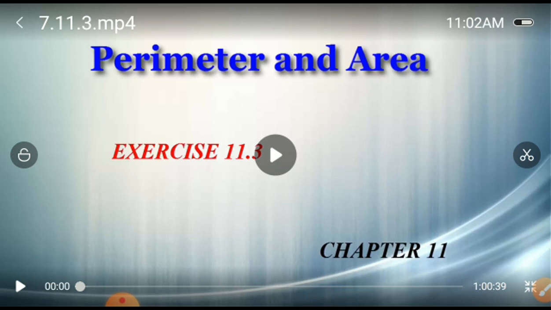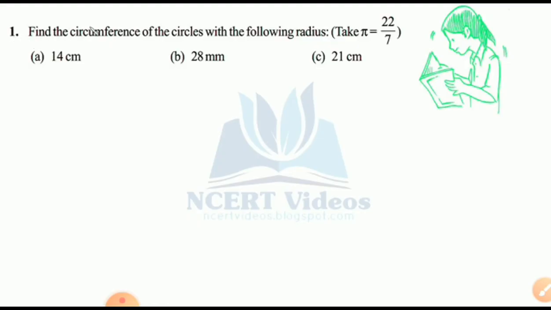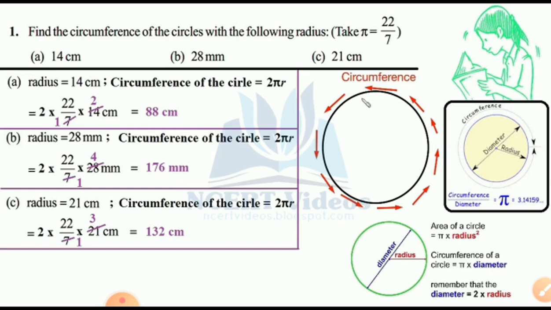Students, ready with your stationery? Here is your question number 1 of exercise 11.3, standard 7 mathematics. Find the circumferences of the circles with the radius: a is equal to 14, b is equal to 28 and c is equal to 21, and take pi is equal to 22 upon 7.